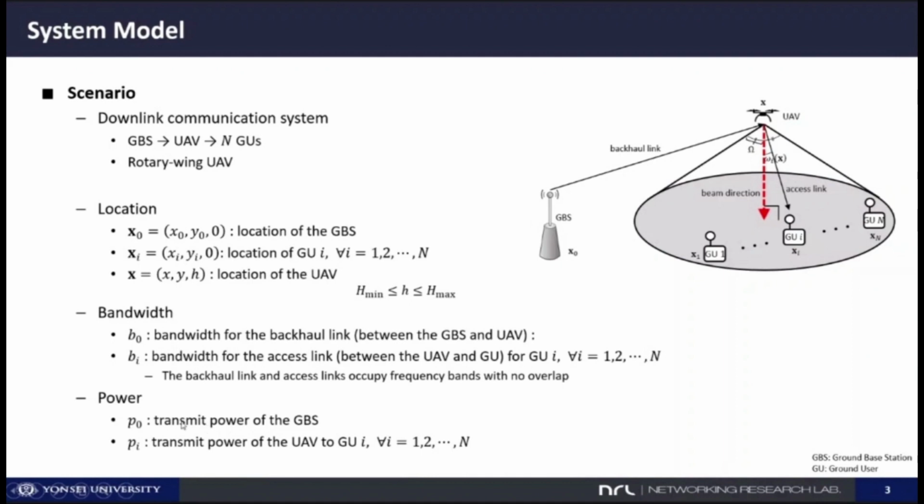Next, we denote the transmit power of the ground-based station as P0, and transmit power of the UAV to ground user I as PI.